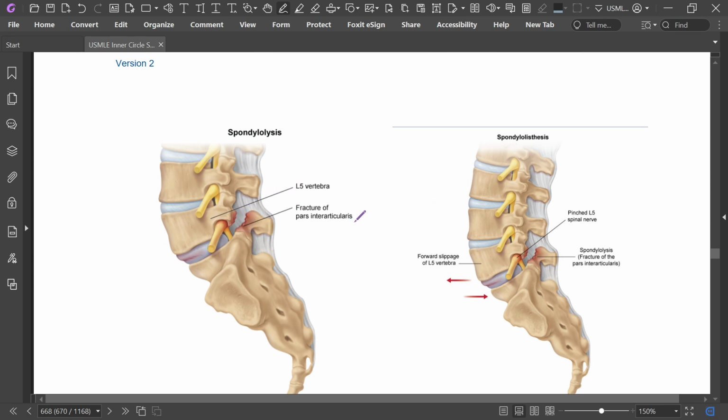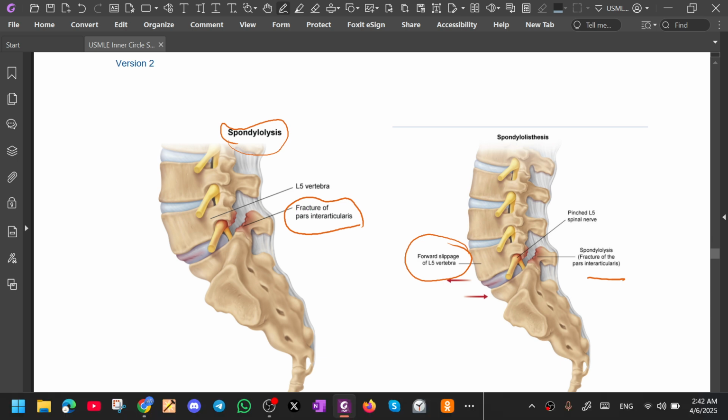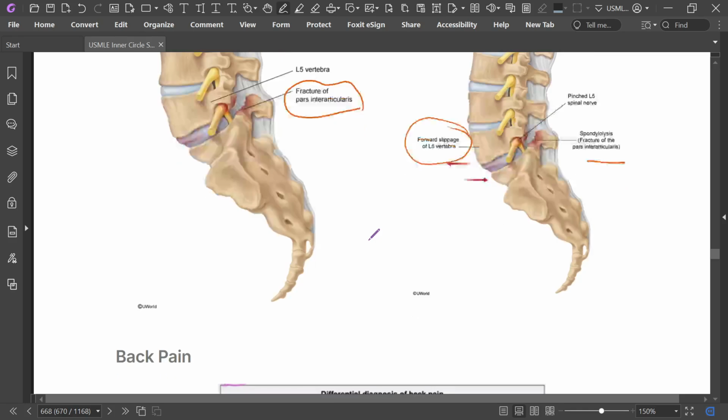Spondylolysis means fracture of the pars interarticularis, and spondylolisthesis is forward slippage of the L5 vertebra over S1. Spondylolysis is a pars fracture; listhesis is forward slippage of one vertebra over another.